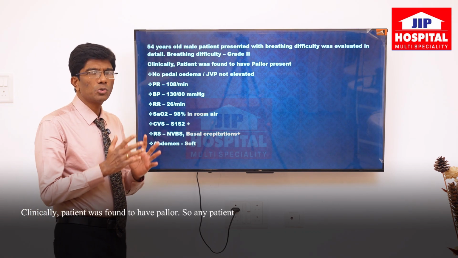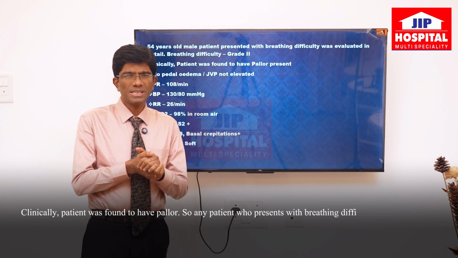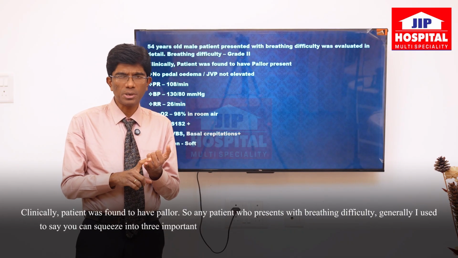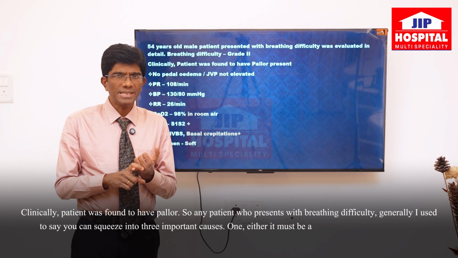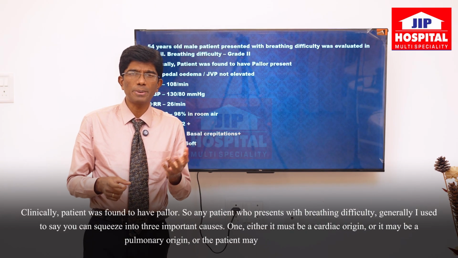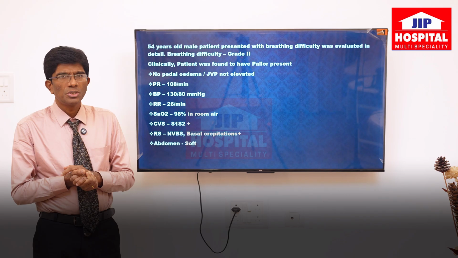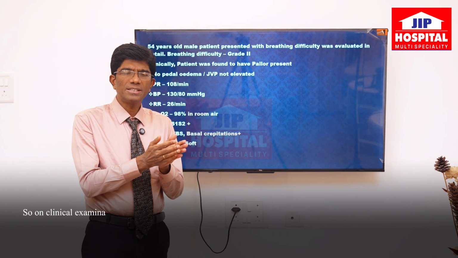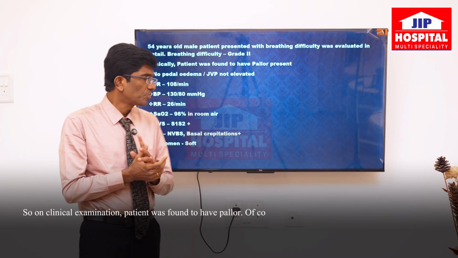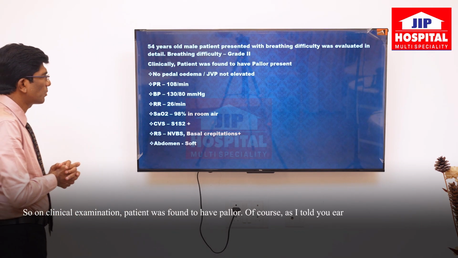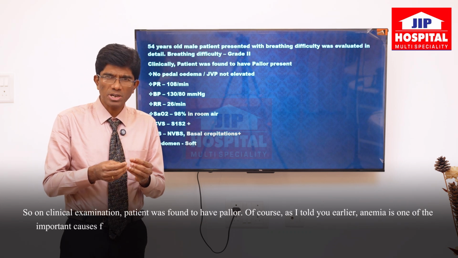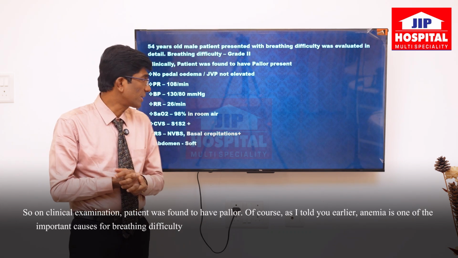Any patient who presents with breathing difficulty, I generally say you can squeeze into three important causes. Either it must be of cardiac origin, or pulmonary origin, or the patient may have severe anemia. How will we differentiate whether it is due to pulmonary origin, cardiac origin, or pallor? Let us see. On clinical examination, the patient was found to have pallor. Of course, as I told you earlier, anemia is one of the important causes of breathing difficulty.